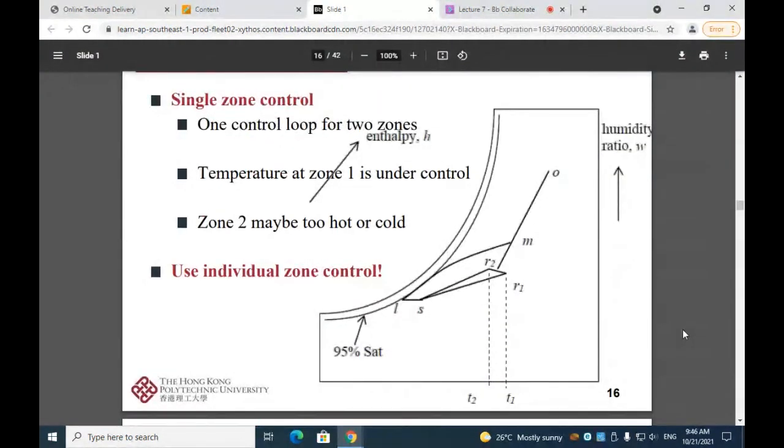So this is how the single zone control looks like on a psychrometric chart. You can see that we have R1, return air state for zone 1, R2, return air state for zone 2, and since the supply air temperature and supply air humidity ratio remain the same for the two zones, the only difference here between these two zones is their SHR ratio. So you can see that the SHR lines are different for the two zones.